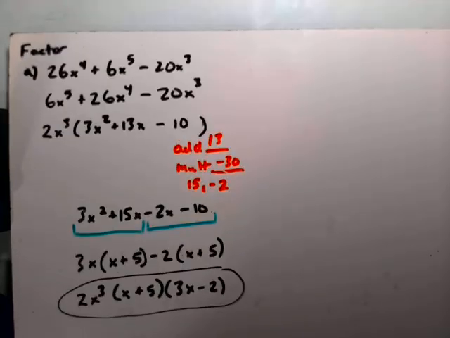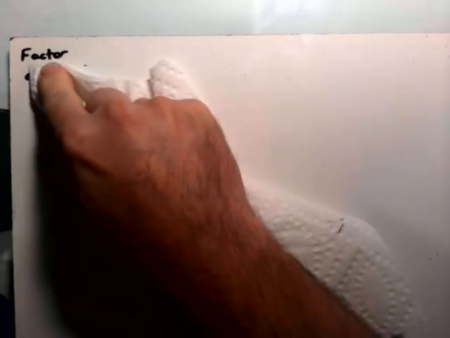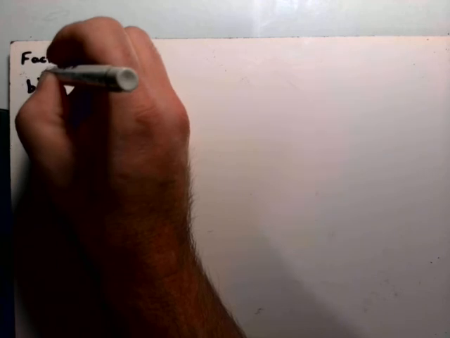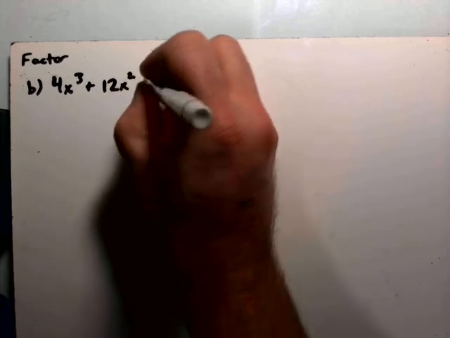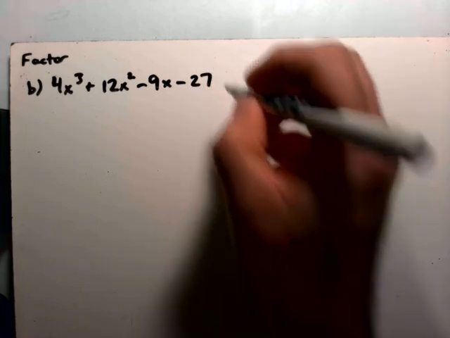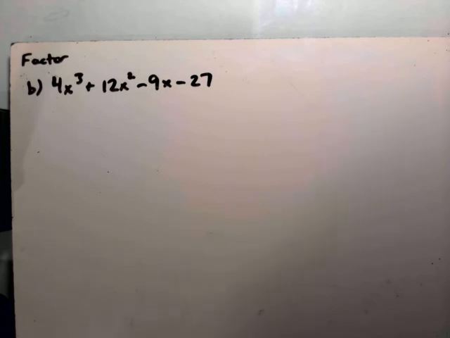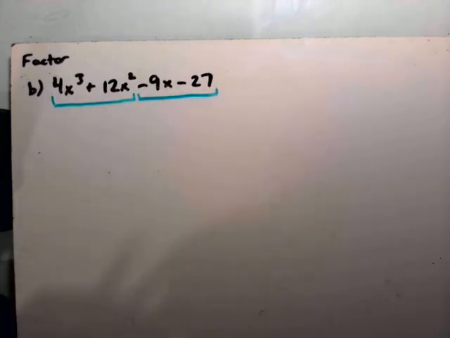For letter B, we are going to factor 4x cubed plus 12x squared minus 9x minus 27. First step is to factor out what's in common. There's nothing in common. Counting the terms, I do see we have 4 terms. So I should give factoring by grouping a try.